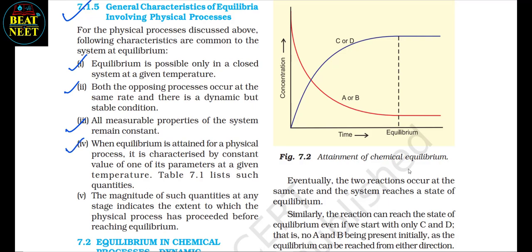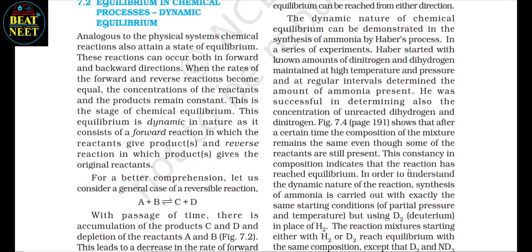Number 4, when equilibrium is attained for a physical process, it is characterized by a constant value of one of its parameters at a given temperature. Table 7.1 lists such quantities. Number 5, the magnitude of such quantities at any stage indicates the extent to which the physical process has proceeded before reaching equilibrium. 7.2 Equilibrium in chemical processes, that is, dynamic equilibrium.